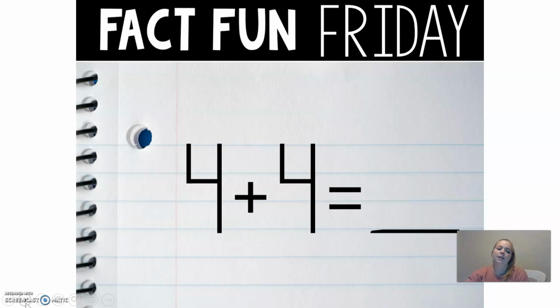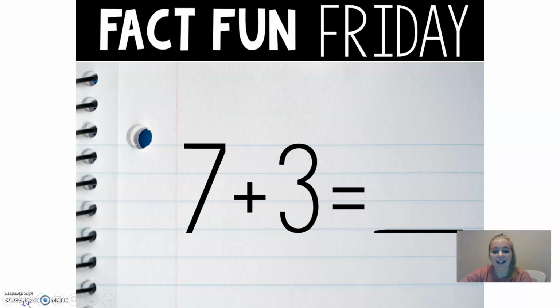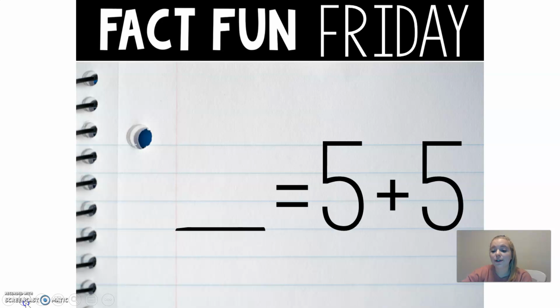Okay? Alright, the next one is 3 plus 5 equals. Remember, you can pause the video now to figure it out. Then I have 7 plus 3 equals, pause the video to figure it out. Oh, this one's tricky. Okay, so I have blank equals 5 plus 5. So don't let this confuse you. Start on this side and add these two together to figure out what needs to go here.